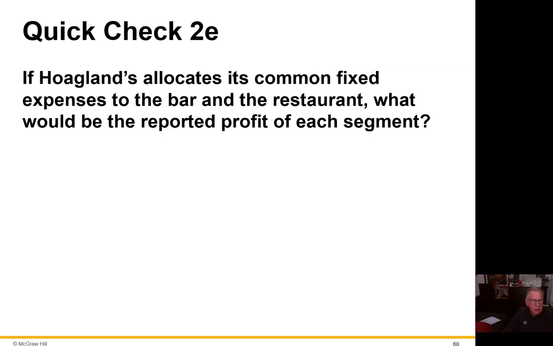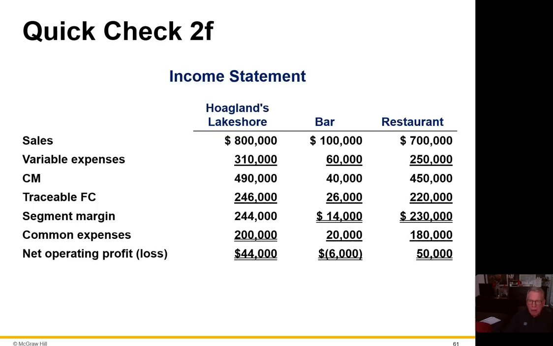Now, if Hoagland's allocates its common fixed expenses to the bar and restaurant, what would be the reported profit in each segment? I think you're going to see that the bar is going to lose money. And that's exactly what you see. Here's the $200,000 of fixed common costs, and we would allocate $20,000 to the bar and $180,000 to the restaurant. And as indicated, that would mean the net operating profit for the bar would be a negative $6,000. If someone were to look at that, they might say, "Oh, gee, we should not use the bar anymore." That would be an incorrect decision.